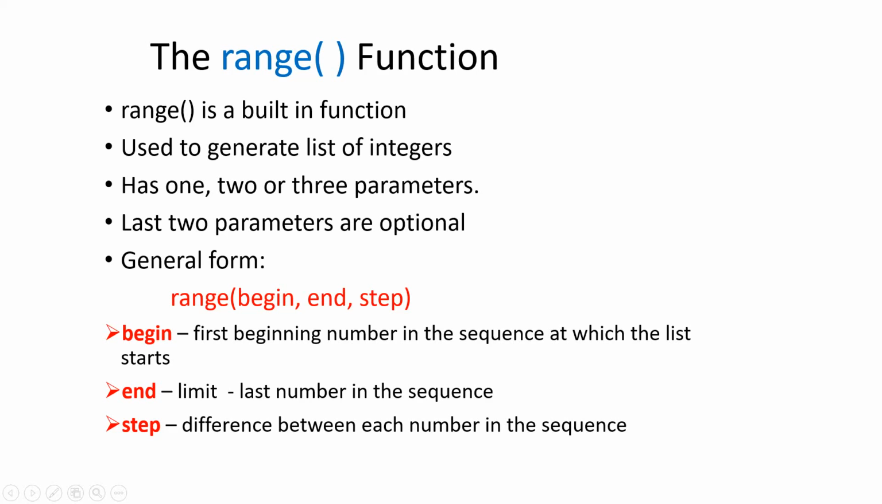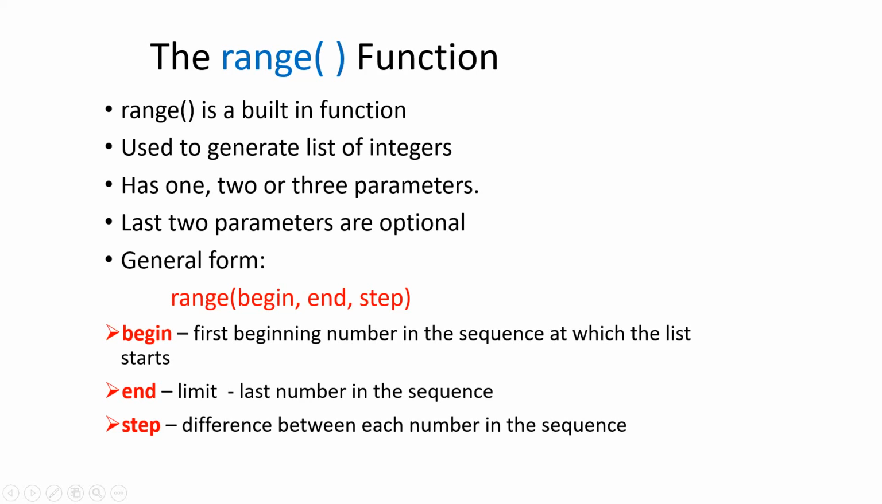The begin is the first number in the sequence, at which the list starts. The end is the last number in the sequence. The step is the difference between each number in the sequence. This function generates a list of sequence, that means a list of integers.